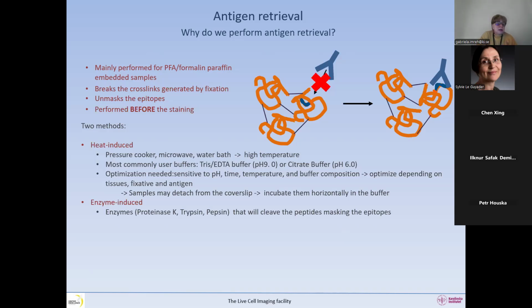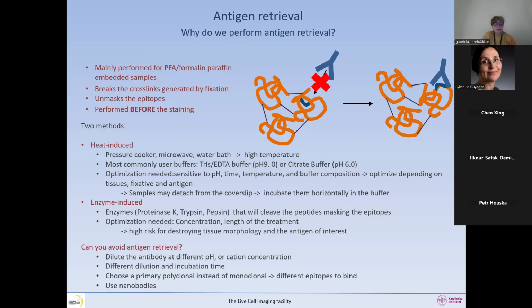Another method is the enzyme-induced one. It's less used, but it cleaves the peptides that are masking the epitopes. Here also optimization is needed: the concentration of the enzyme and the length of the treatment. It is much more prone to destroy the tissue and to remove the antigen.